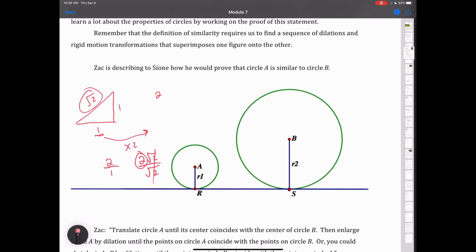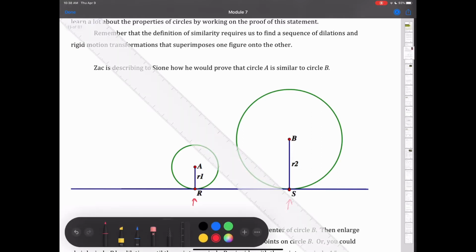So let's erase all this up here. All right. And now, in order to find the center of dilation, we already have this tangent line RS that continues along this bottom portion here.